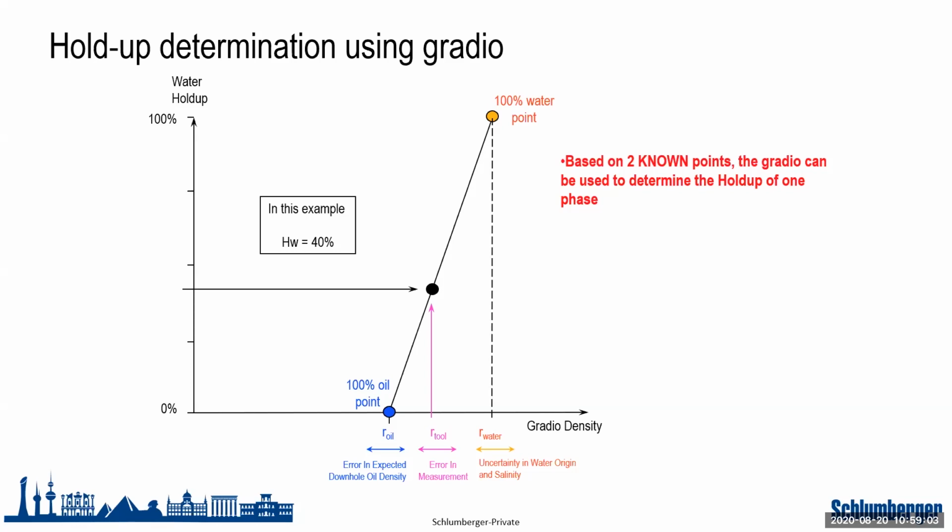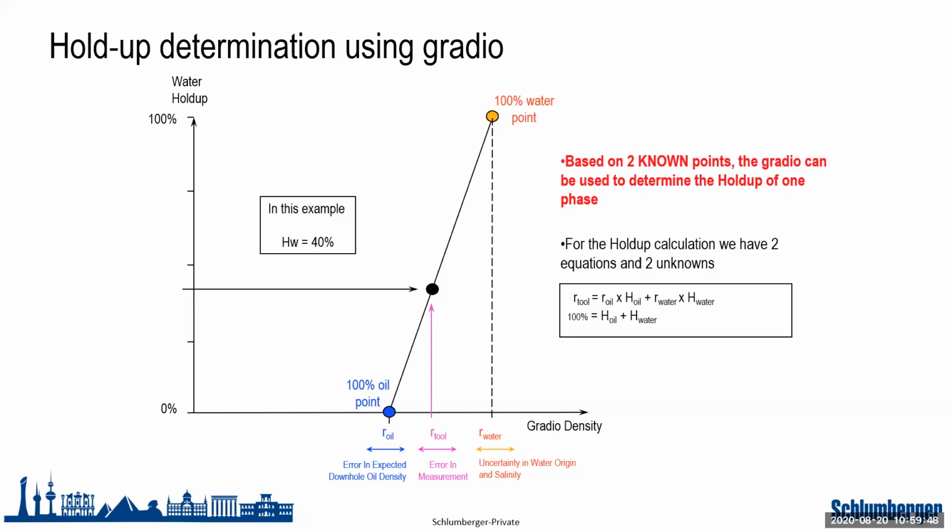Then the black point is basically what I am measuring. This density in pink is the density that I'm measuring with my tool, okay? I intersect the line between my 100% oil point and my 100% water point with the density that I am measuring with my tool, and then take this point to the y-axis. This is basically the hold-up of water at that particular depth. So I have already calculated hold-up, so I will be able to understand how much rate of a particular phase I will be having from that perforation.